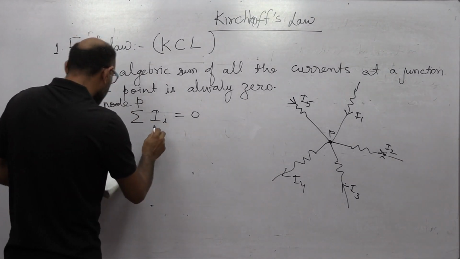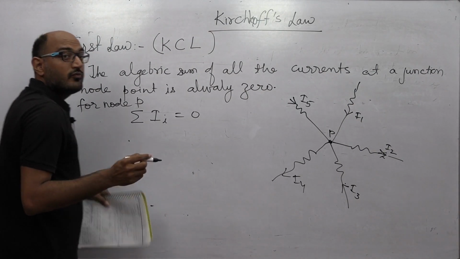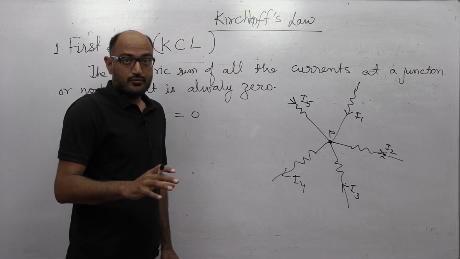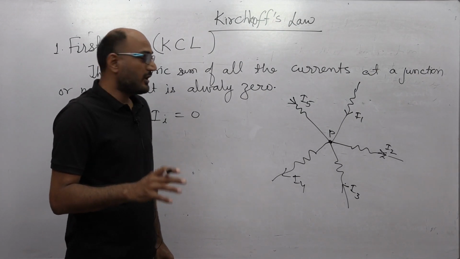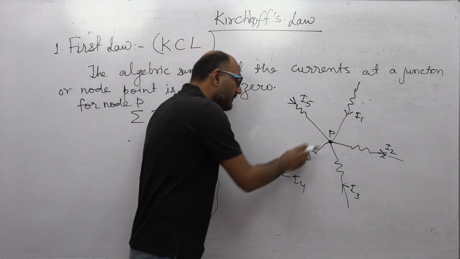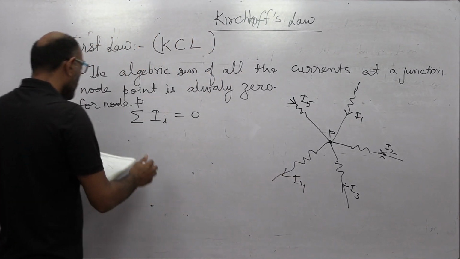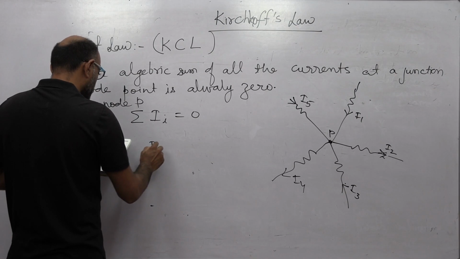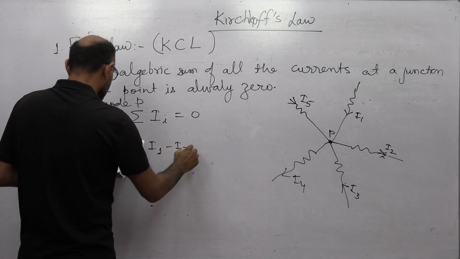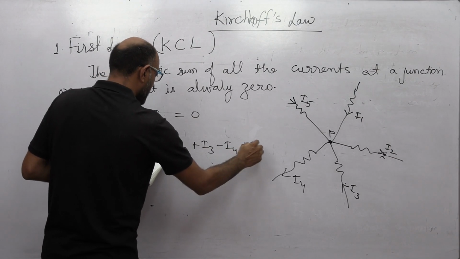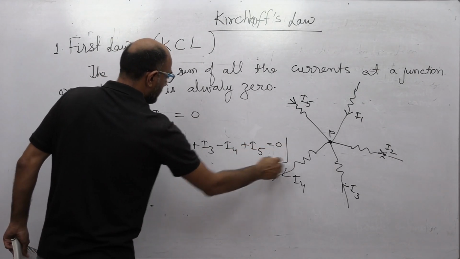right? So what does it mean? That we are taking all the incoming currents to this node as positive, a sign convention for current, and all the leaving currents through this node as negative. So what we can write here, I1 minus I2 plus I3 minus I4 plus I5 equal to 0.